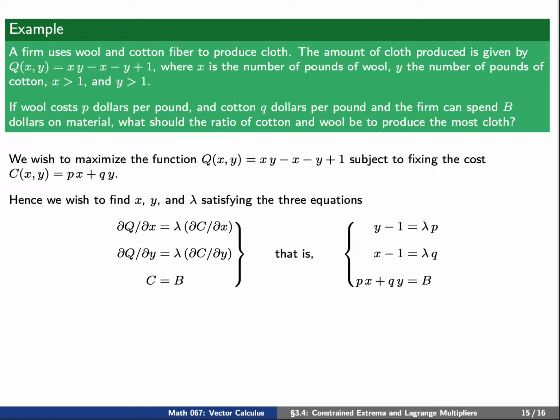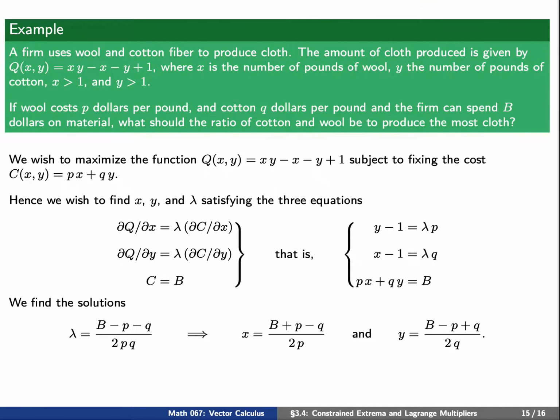We can take the first two equations, perhaps the first one, y minus 1 equals lambda p, multiply both sides by q. Take the second equation, x minus 1 equals lambda times q, multiply both sides by p. Add things together, and remember that px plus qy equals b, and we'll find that lambda must be (b minus p minus q) over twice pq. We plug those into our two equations. We then solve for x and y, and we find that x must be (b plus p minus q) over twice p, and y must be (b minus p plus q) over twice q.